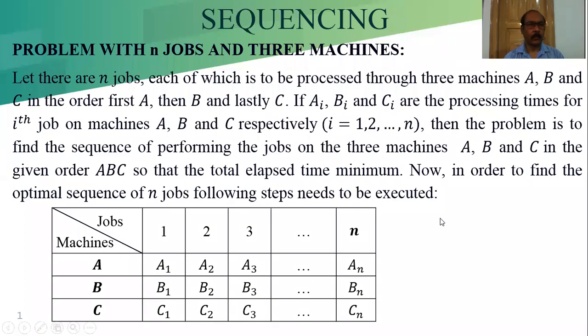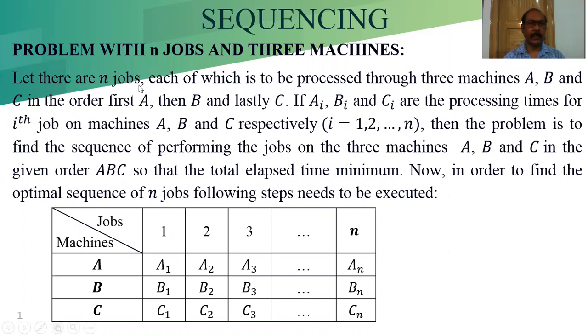Last class we already learned the problem with n jobs and two machines. Today we learn the problem with n jobs and three machines. In the case of n jobs and three machines, first we have to convert the n jobs three machines problem to the n jobs two machines problem. And how to convert it, that we are discussing here.